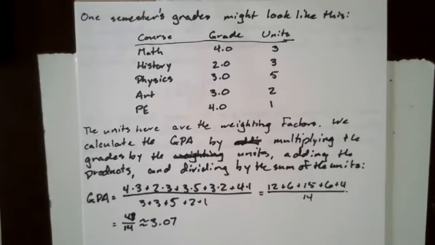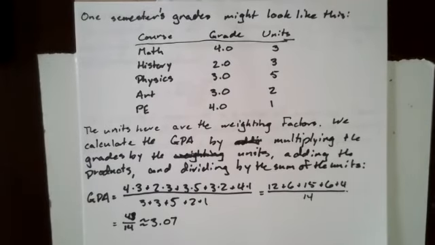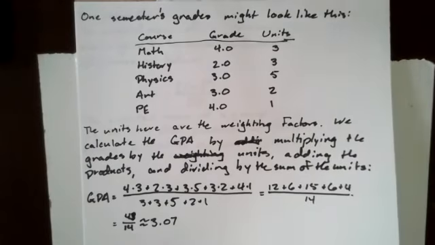We calculate the GPA by multiplying the grades by the units, adding the products, and dividing by the sum of the units. So the grade point average here is 4 times 3 plus 2 times 3 plus 3 times 5 plus 3 times 2 plus 4 times 1, divided by 3 plus 3 plus 5 plus 2 plus 1. So that's 12 plus 6 plus 15 plus 6 plus 4 over 14, which is 43 over 14, which is about a GPA of 3.07.